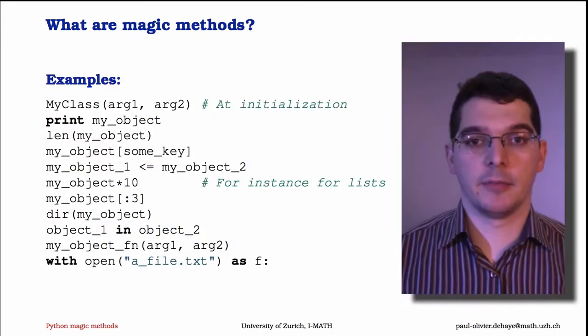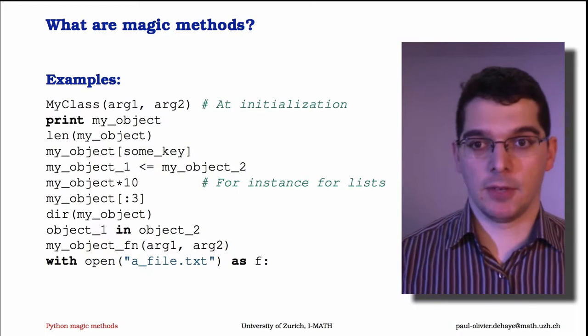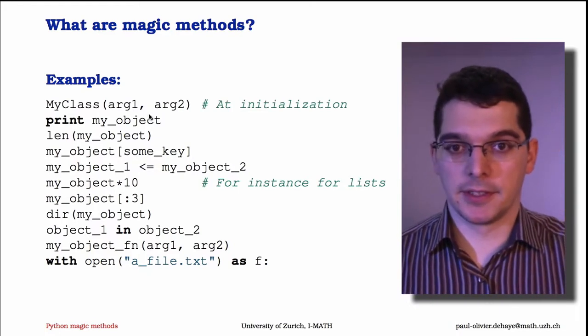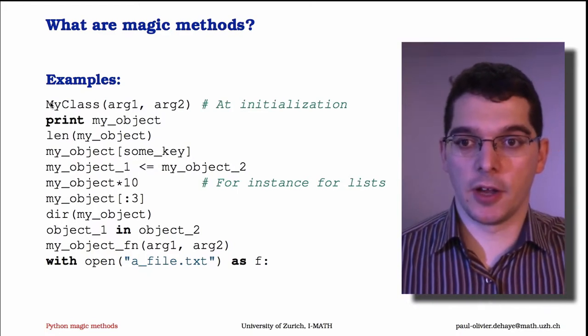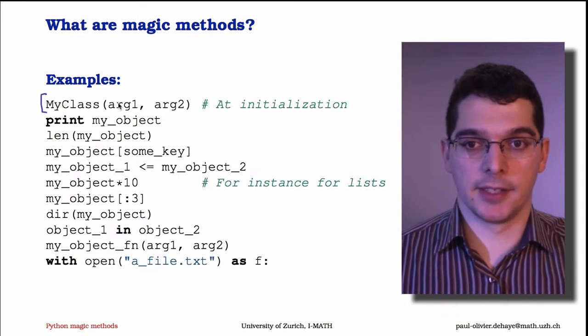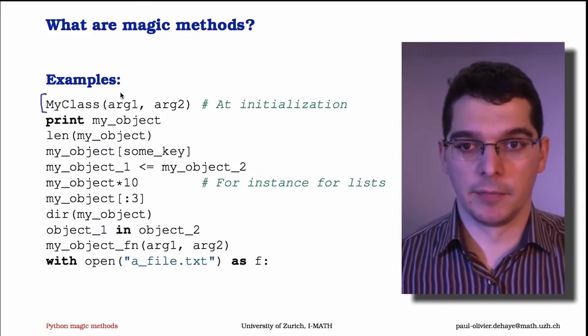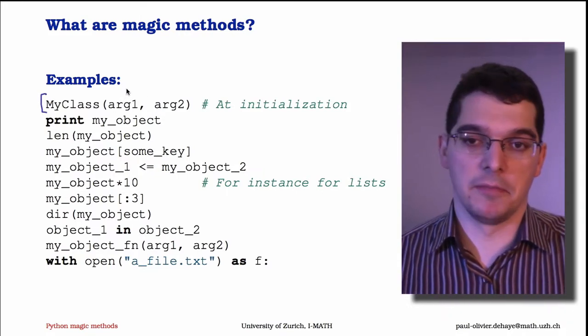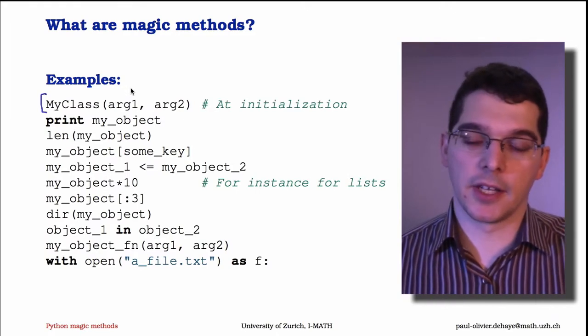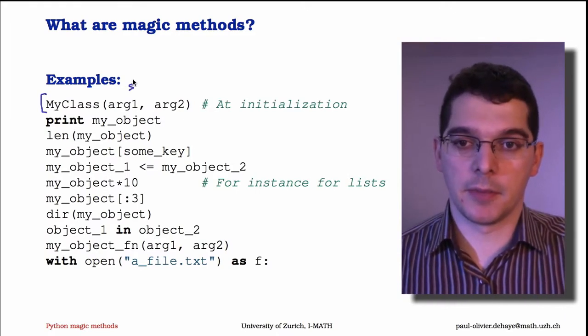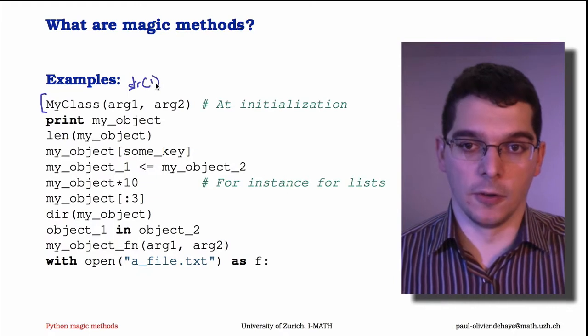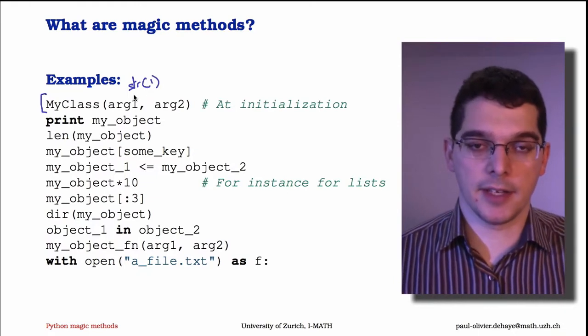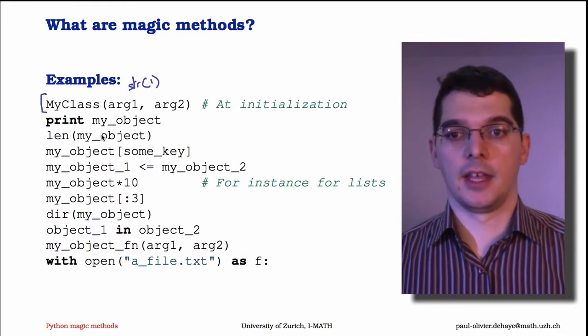So what are some examples of magic methods? Well, the first one I want to talk about is initialization. You create here a new object of type myClass by passing some arguments to it. For instance, I'm lying a little bit, but this might be this call: you're creating a string here by passing an int as argument.